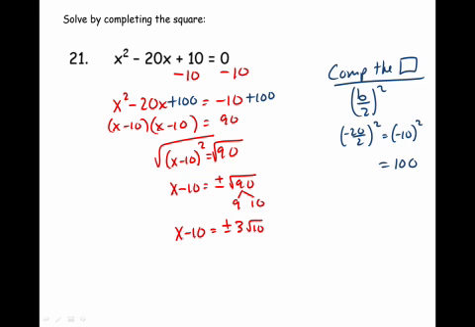The last step is to add 10 to both sides, and when you do that, you get 10 plus or minus 3 root 10. That is your answer. You cannot combine the 10 and the 3. These are not like terms. You can't add 10 to 3 root 10. Okay, so that is your final answer.